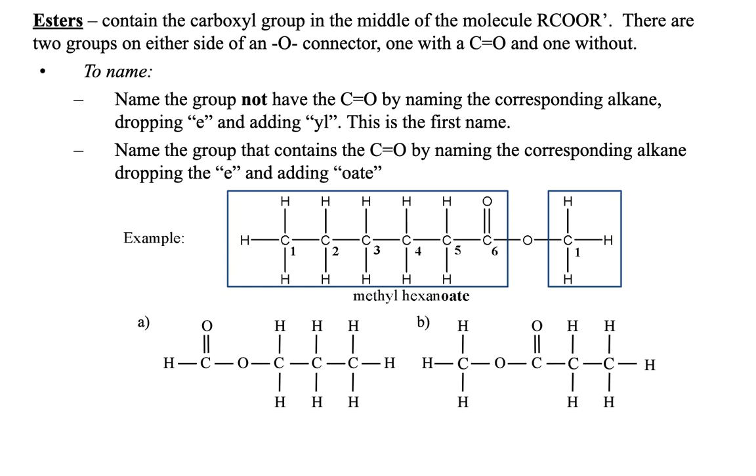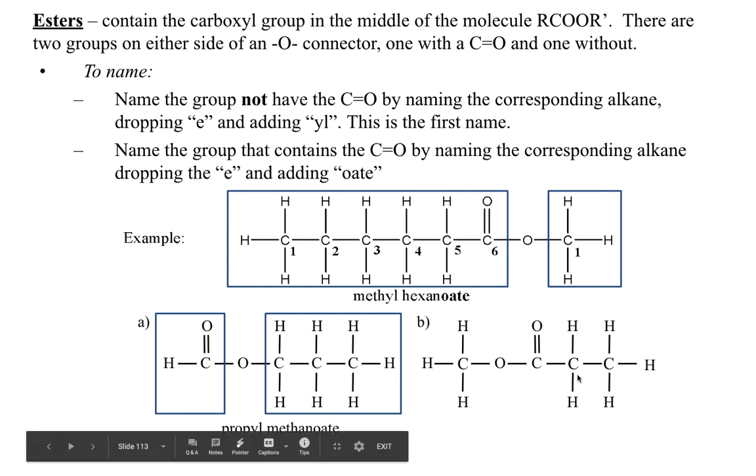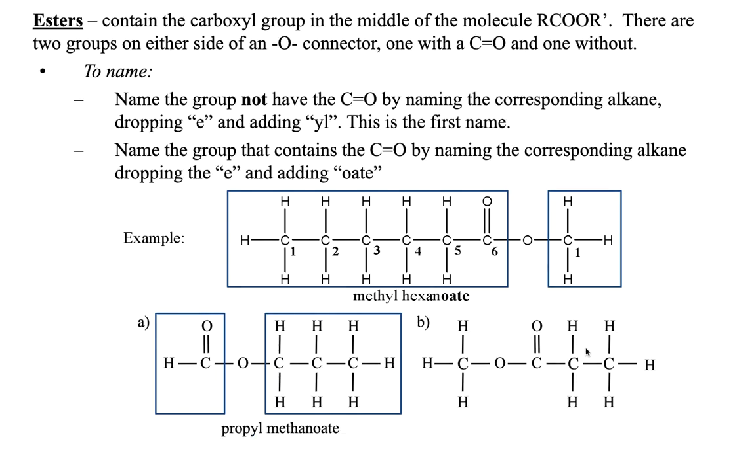All right, so now let's look at the different groups we have here. We have this group right here. This is the one without the C double bond O. It's 3 carbons. It's prop. I'm going to put an -yl on the end. That's a propyl group. And then this is the one with the C double bond O. That's 1 carbon. So it's going to be propyl methanoate. So it's propyl methanoate.